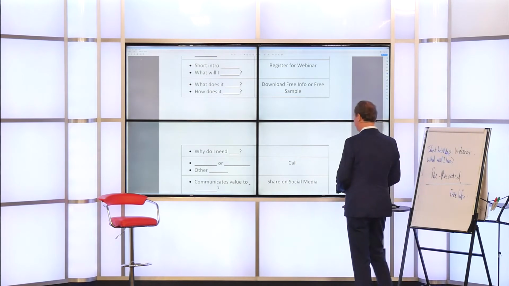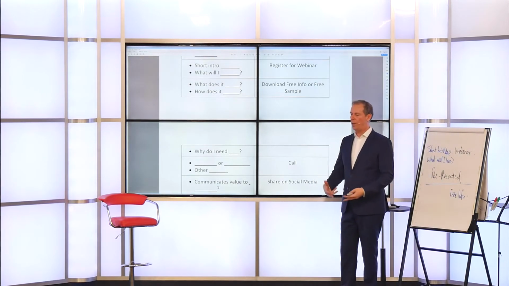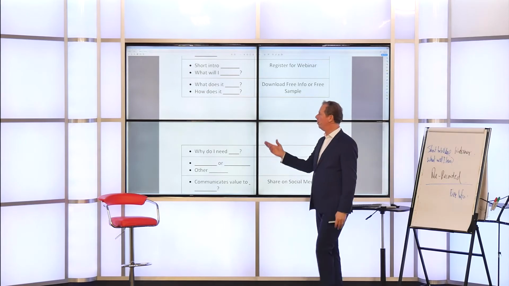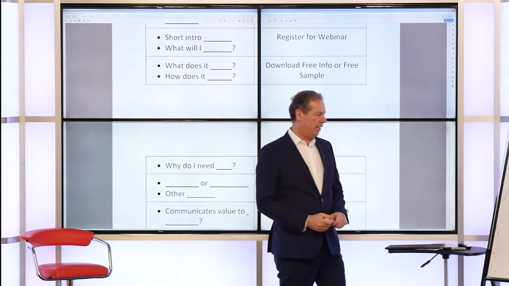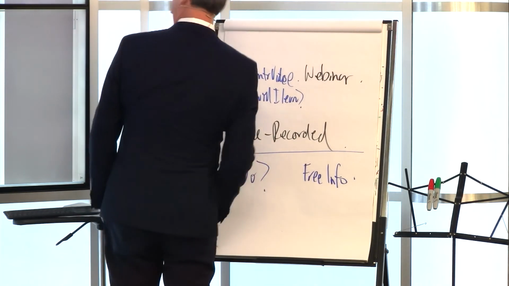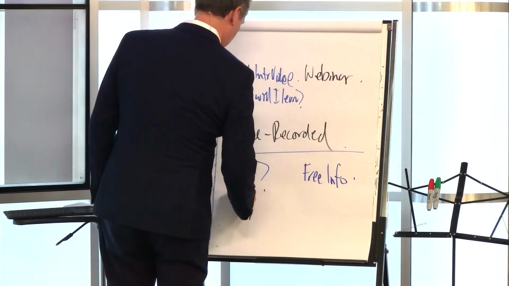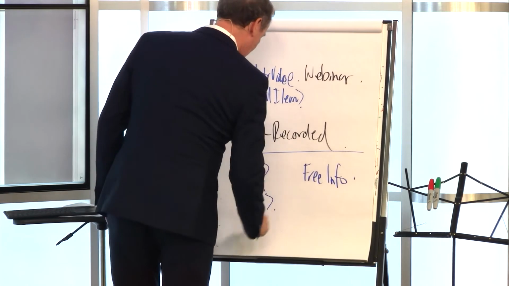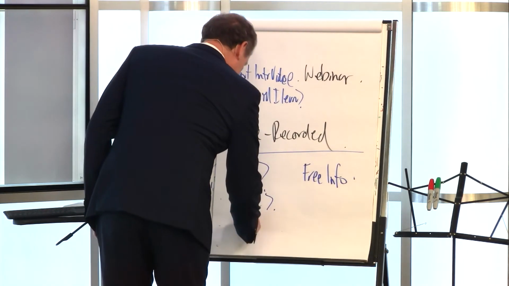What entices somebody? How do you reverse engineer someone going after free info and filling out a form? And the answer is pretty simple. What does it do? And how does it work? And why do I need it?